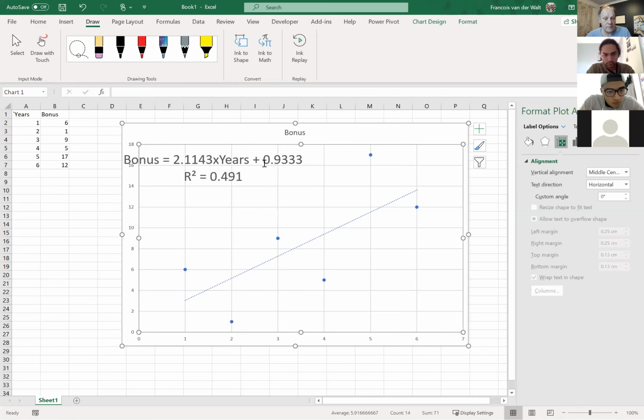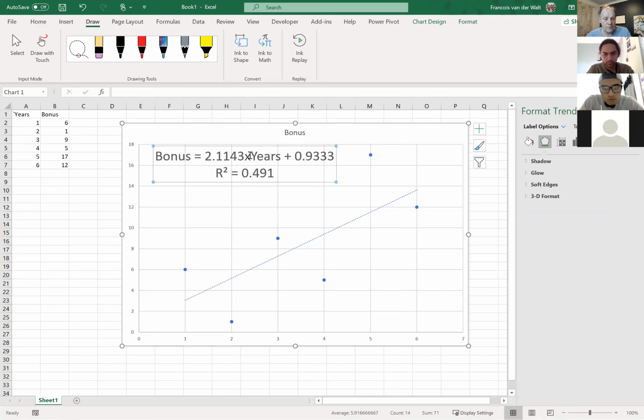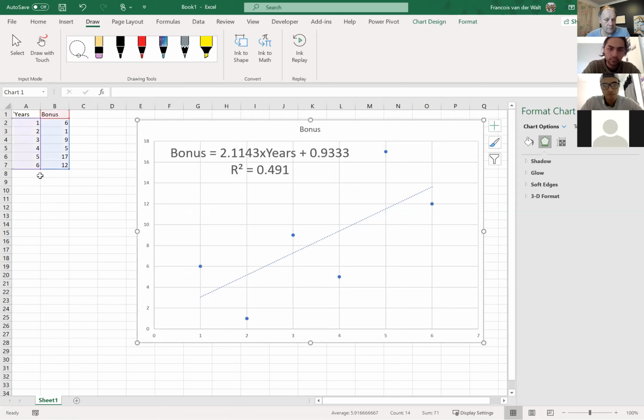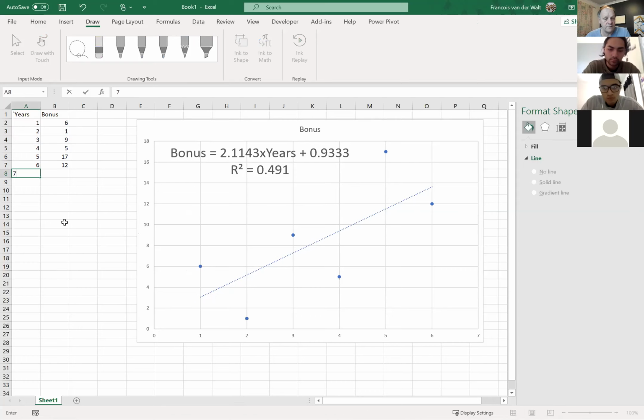So we now know, based on this line, we estimate for every year that's going on, the bonus increases by 2.1. Can you see that? This value here will increase by 2.1143 for every year that I increase there. For instance, if I want to know, for argument's sake, what 7 will be, I can put that formula in there: equal 2.1143 times the year plus 0.933. So I predict it will be 15.